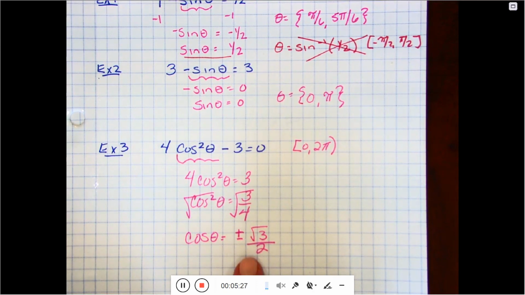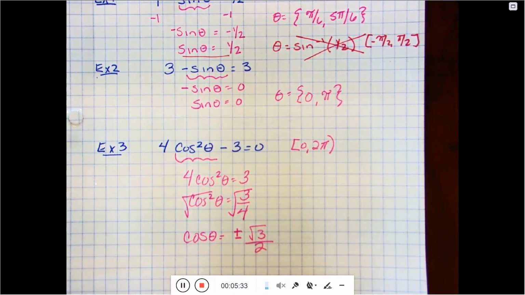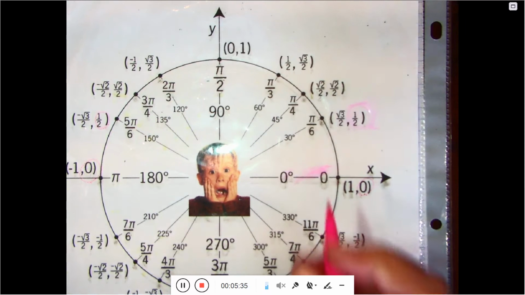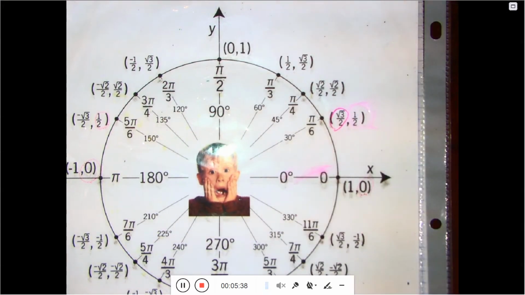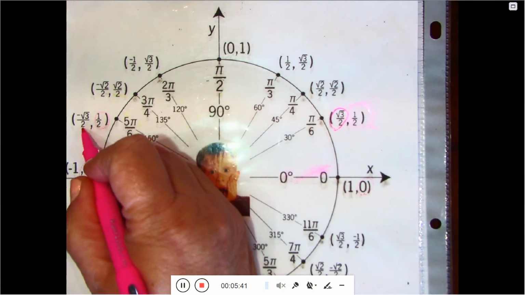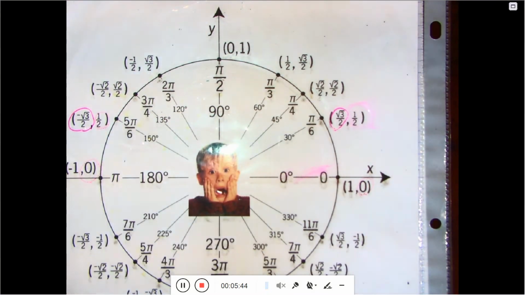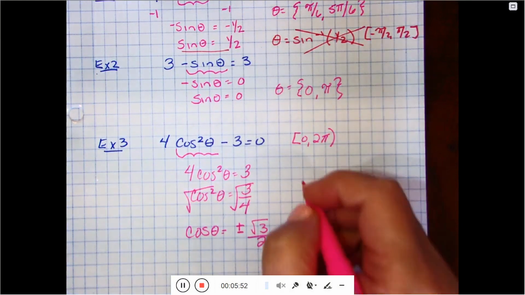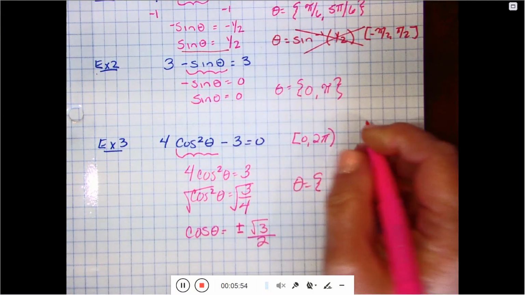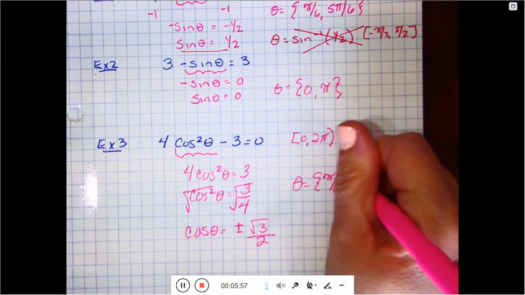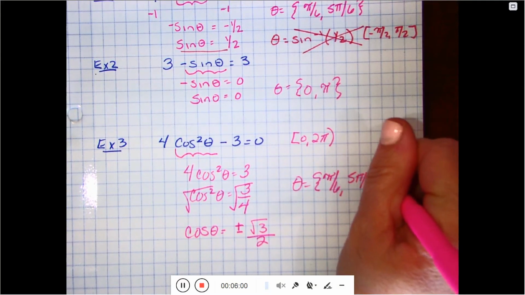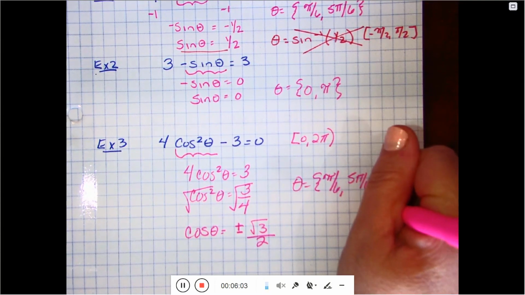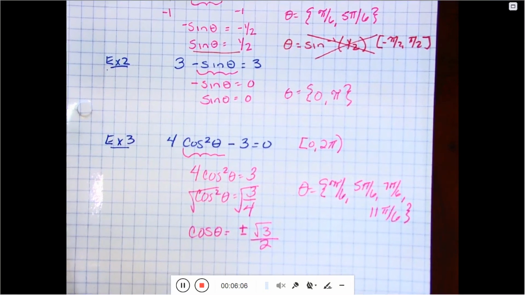So what are all the angles between 0 and 2 pi where the cosine is positive or negative square root of 3 over 2? So back to my unit circle. It's pi over 6. Remember, cosine is your x value. It's also 5 pi over 6 because that's negative. It's also 7 pi over 6. And it's 11 pi over 6. So it's 4 answers. There are 4 values of theta that satisfy this equation: pi over 6, 5 pi over 6, 7 pi over 6, and 11 pi over 6. 4 solutions to that equation.